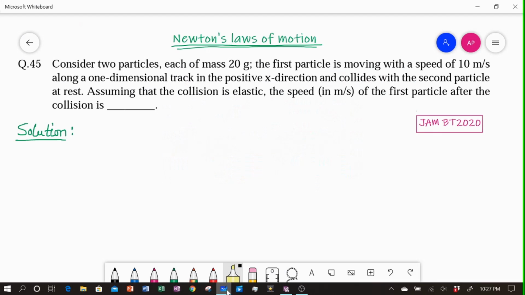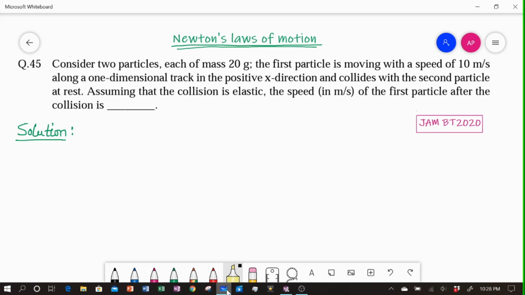In this video, I'll discuss a problem on Newton's laws of motion. This problem came in the year 2020 in JAM Biotechnology paper. So here the question number 45 was, consider two particles each of mass 20 gram. The first particle is moving with a speed of 10 meter per second along a one-dimensional track in the positive x direction and collides with the second particle at rest. Assuming that the collision is elastic, find the speed in meter per second of the first particle after the collision.